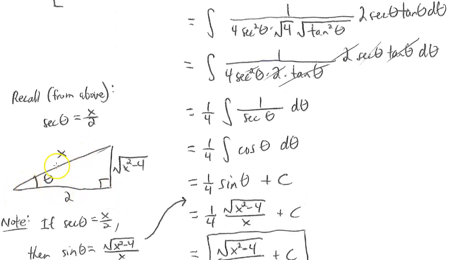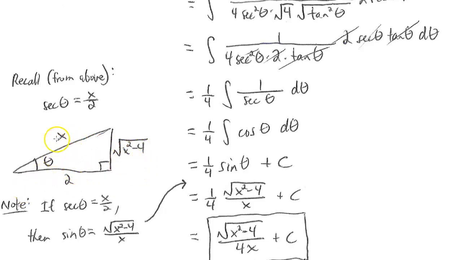So if we were to draw a right triangle with a theta, secant theta, remember, is hypotenuse over adjacent. Right? It's the flip of cosine, which is adjacent over hypotenuse. So secant theta is x over 2. So we put an x here and a 2 here. And then by the Pythagorean theorem, the other leg of the triangle is going to be the square root of x squared minus 2 squared. Right, the square root of x squared minus 4.